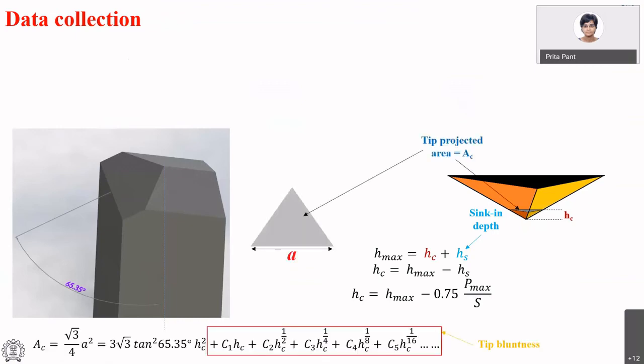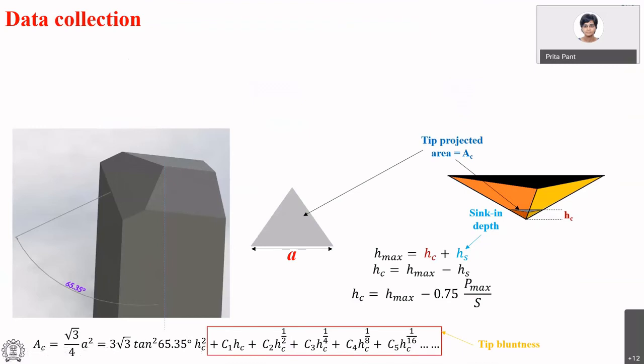Okay. And once we get that contact depth, like I said, if the tip was perfect, then calculating this projected area would be very easy. Okay, that projected area would be √3/4 a squared, where a would be the edge of that equilateral triangle. And you can relate a to this depth HC because you know that this angle is exactly 65.35. So you would have this equation, 3√3 tan squared of this angle times HC squared. And our job would be done.